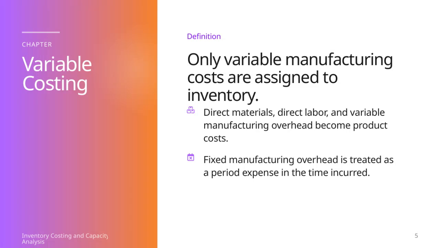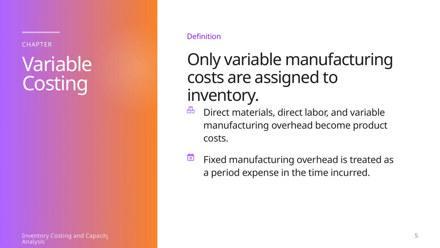Now, let's dive into the concept of variable costing, which is crucial for understanding how costs behave in production and inventory. Variable costing assigns only variable manufacturing costs to inventory. This means direct materials, direct labor, and variable manufacturing overhead are considered product costs since they vary directly with production levels. On the other hand, fixed manufacturing overhead is not included in inventory costs.